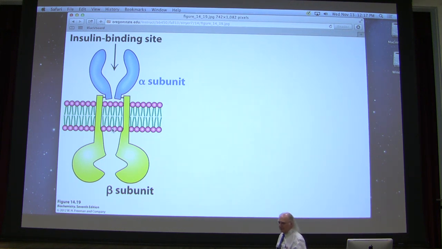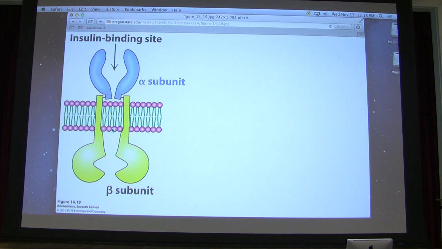This slight change in shape causes these two subunits' enzymatic activities to start working like crazy, and what they do is they catalyze a reaction on each other. What's the reaction they catalyze? Well, this receptor is something we know as a tyrosine protein kinase. This is another protein kinase, but it's different than the ones we talked about before. This protein kinase puts phosphates onto tyrosine side chains. The kinases we saw before, protein kinase A and protein kinase C, put phosphates onto serines and threonines.